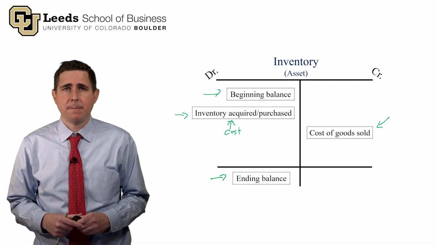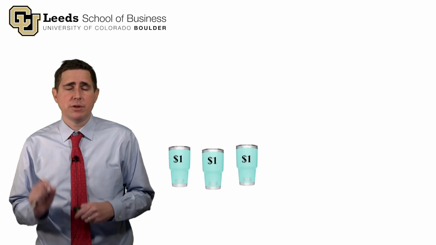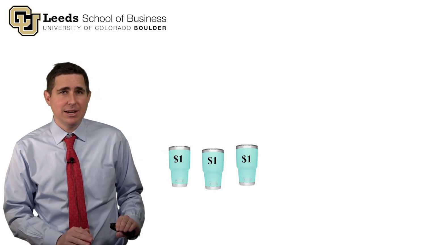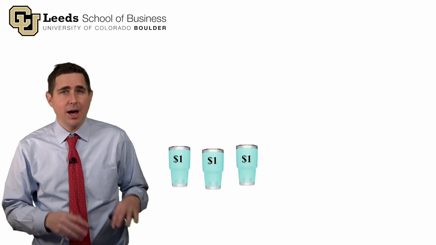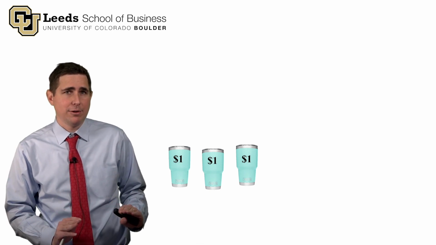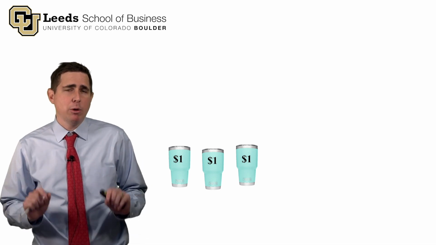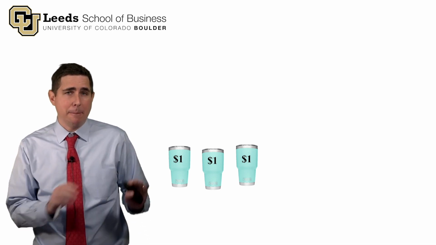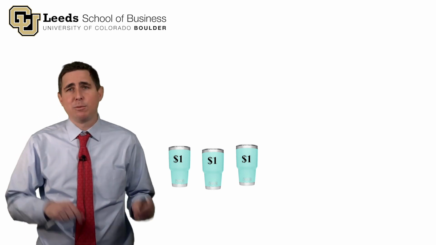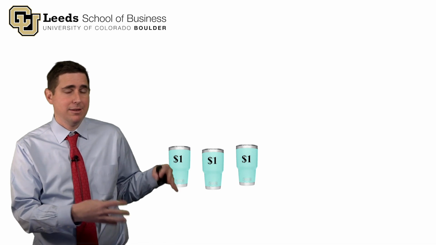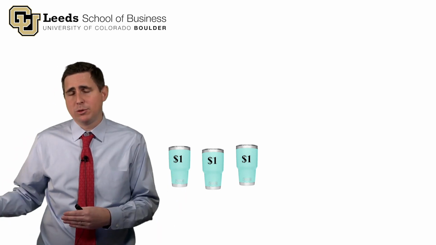Okay? Now let's go through some cost flow assumptions, and we're going to use an example here. And the example you see on the screen is the Yeti cup. Okay? And of course, we're going to use mint green because that's the color you should buy if you buy a Yeti cup. And we're going to imagine that we're a company that's going to buy Yeti cups, and then we're going to sell them to our customers. Okay, so we're going to buy them from the manufacturer, then we're going to sell them to our customers.